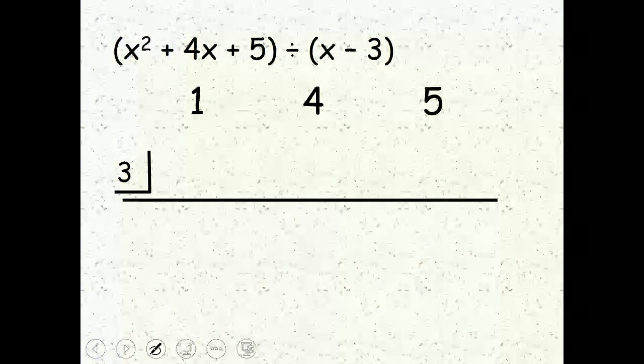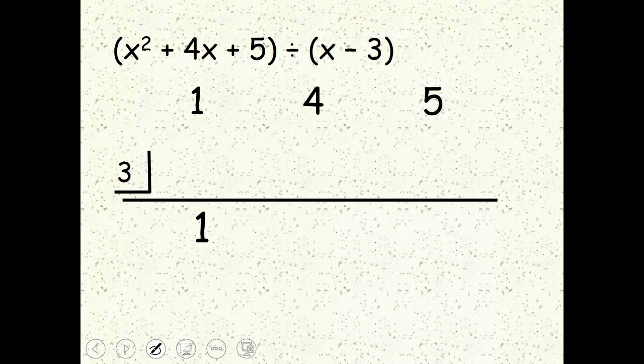So if you remember how this works, the 1 comes down underneath the bar, multiply it by the 3. 3 times 1 is 3. Then 4 and 3 is 7. 3 times 7 makes 21. 5 and 21 makes 26. Now, the last time we did this problem, we got this answer. It's the same answer now. If we were evaluating x squared plus 4x plus 5 for when x is equal to 3, our answer would be 26.